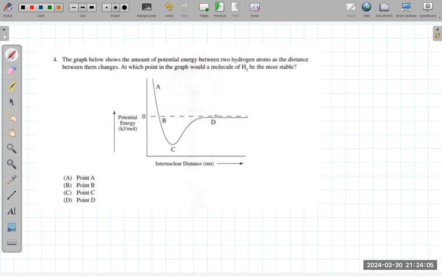When they are very close to each other, the potential energy is very high. And when they are very far from each other, the potential energy is very high.